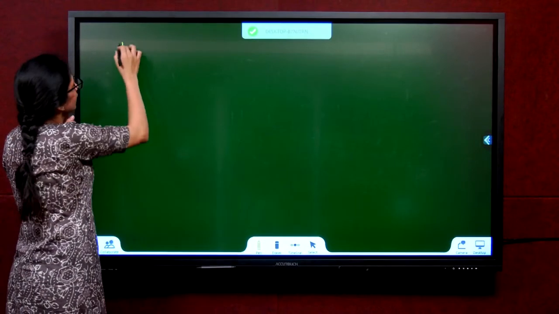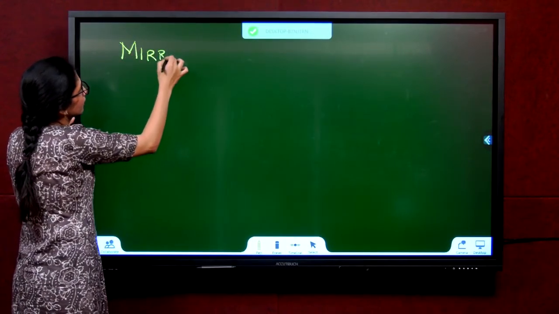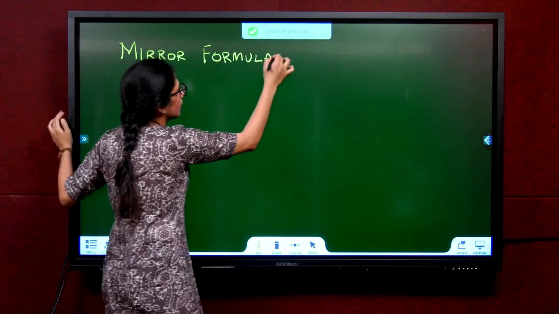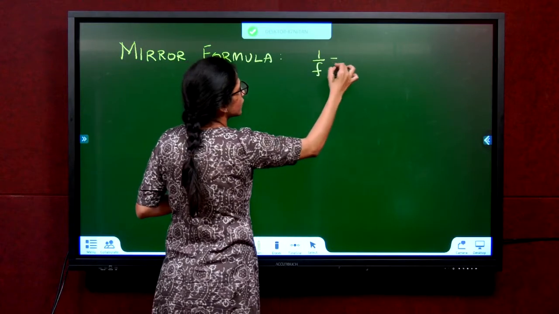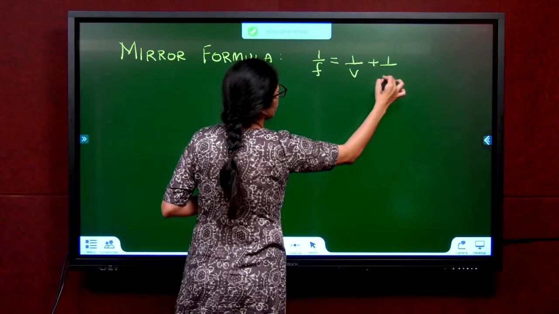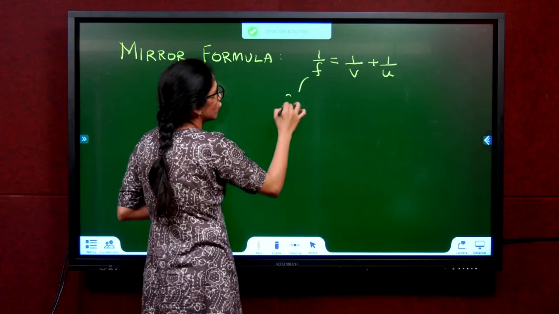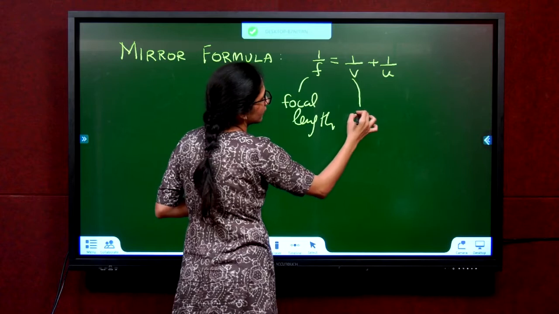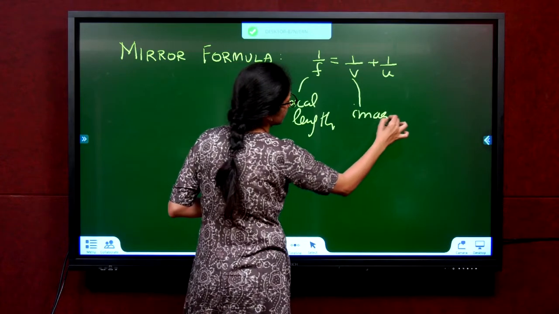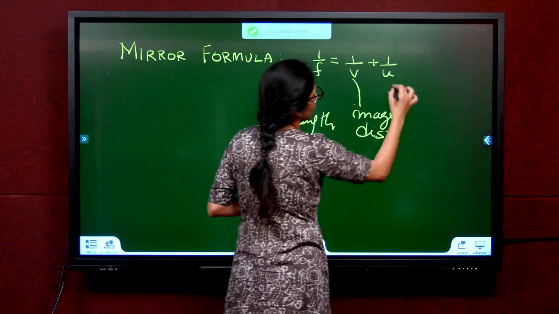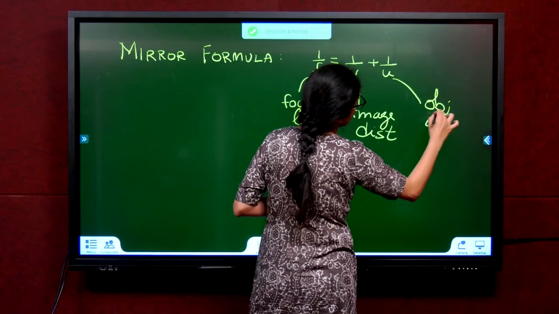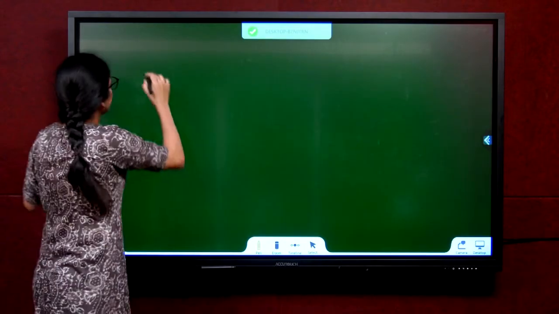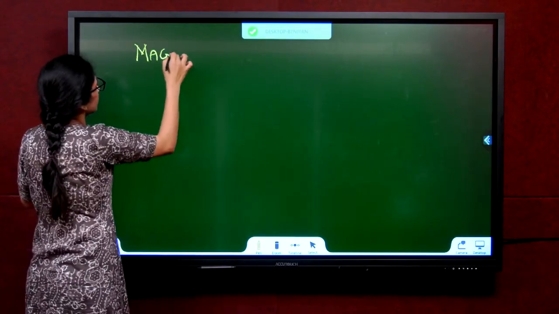So we have a formula, no derivation, just a formula given. It's called the mirror formula. The formula is given as 1 by F is equal to 1 by V plus 1 by U. What is F? Focal length. What is V? Image distance. What is U? Object distance. You have to follow the sign convention while substituting. Okay? Next topic, magnification.